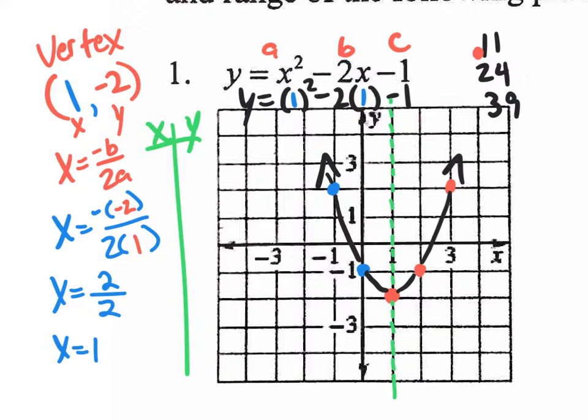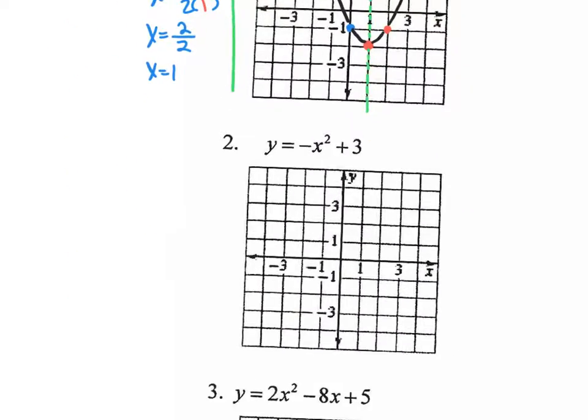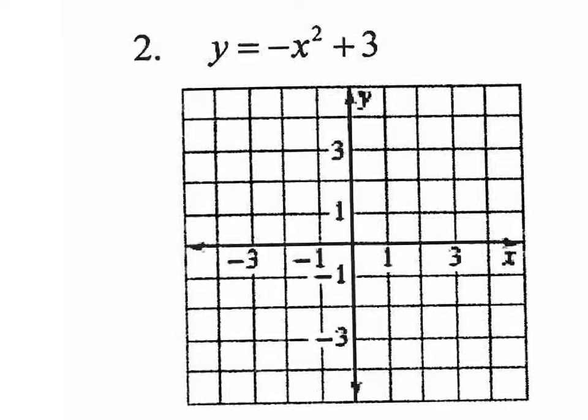Now again, the pattern only works when the A value is 1. Number 2, it'll work right here. The only thing you have to remember is that it's opening down. So when you go 1 over, go 1 down. When you go 2 over, go 4 down. When you go 3 over, go 9 down. Because the A value is negative, it's opening down.